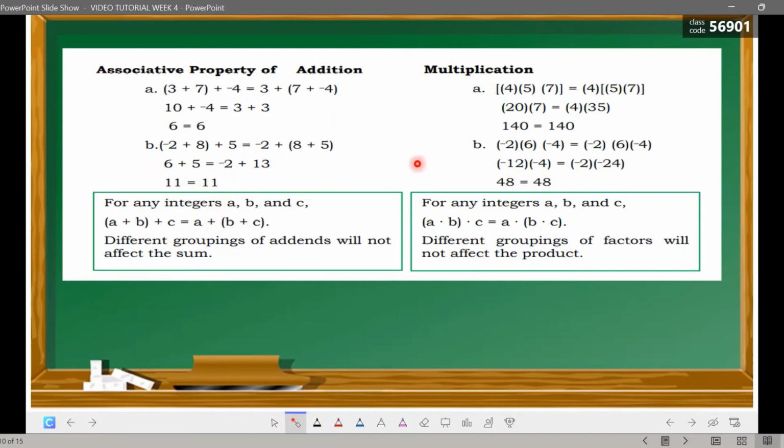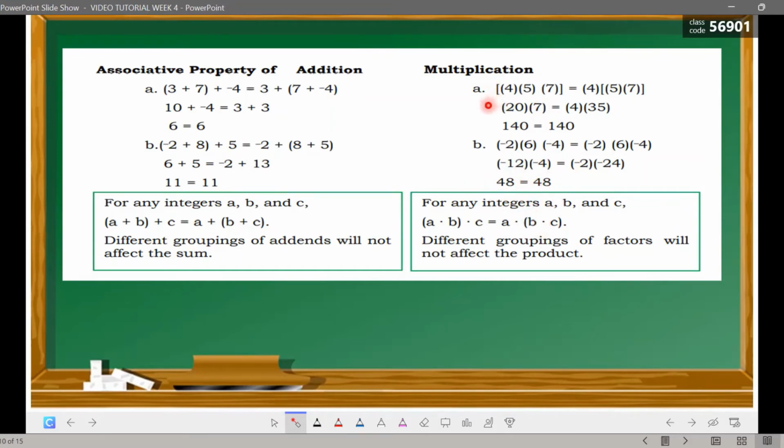Okay, let's have the multiplication. For any integers A, B, and C, the quantity of A times B, times C, is equal to A times the quantity of B times C. Different groupings of factors will not affect the product. Okay, so same as in addition. So kahit may iba yung groupings, hindi po maapektuhan yung product or yung sagot.